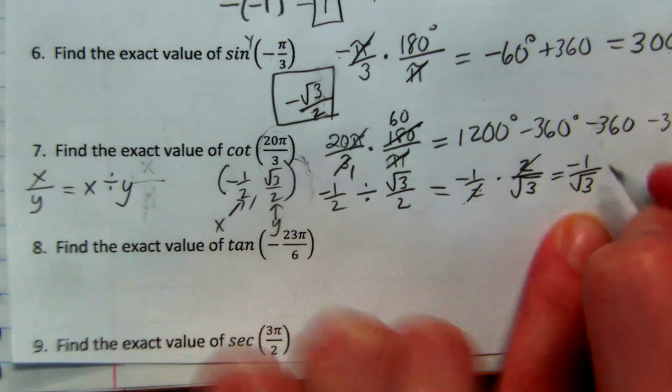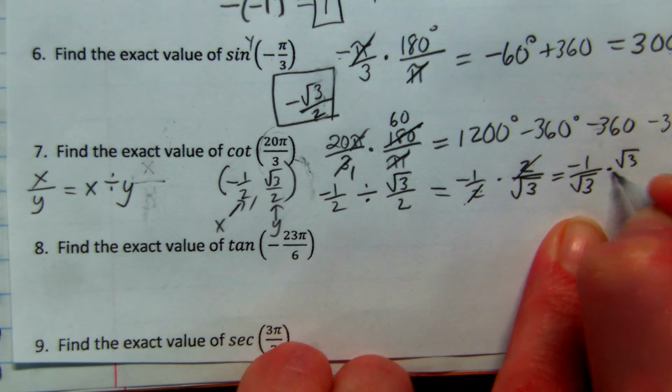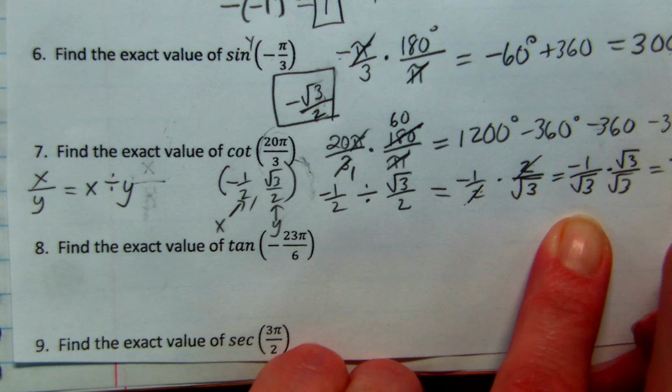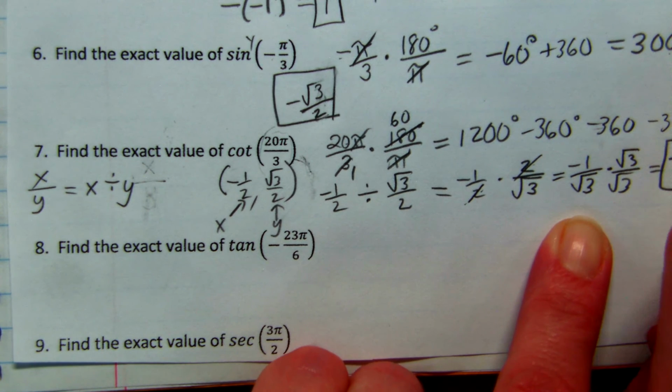But we can't leave radicals in the denominator, so then you just keep going. Multiply by the square root of 3, and we end up with negative square root of 3 over 3 as my final answer.